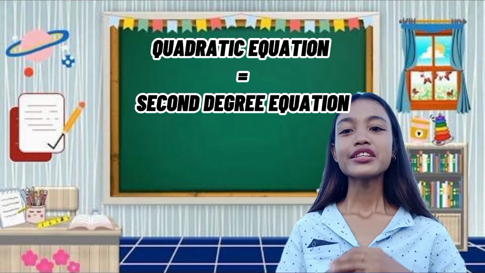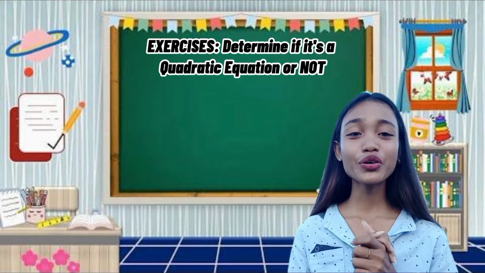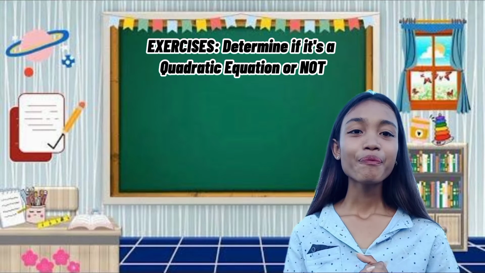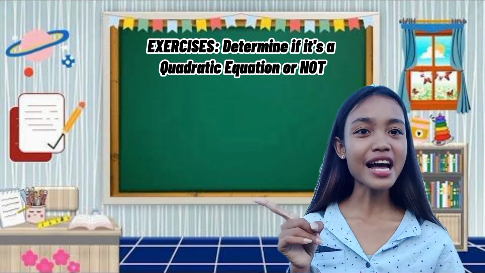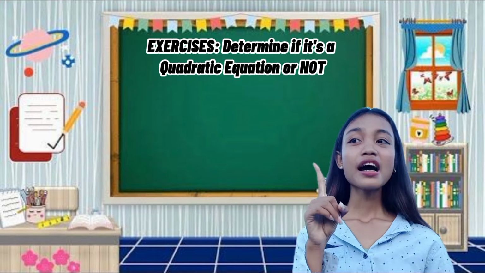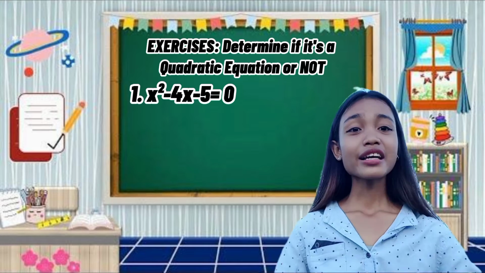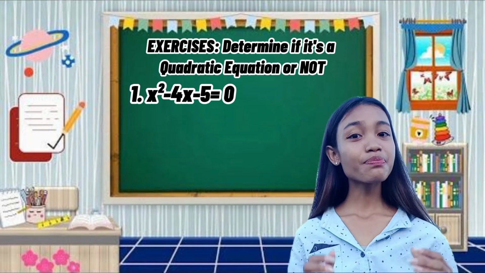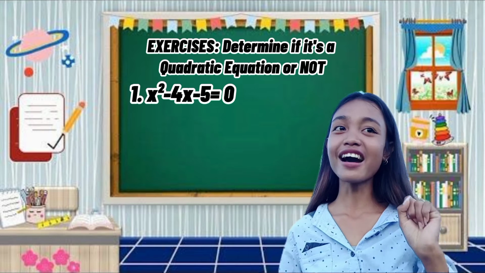Okay, thank you. So, I have here exercises for you to determine what is really a quadratic equation and which is not. So, let's go on with this first one. First example: x squared minus 4x minus 5 equals 0. Is it a quadratic equation or not?